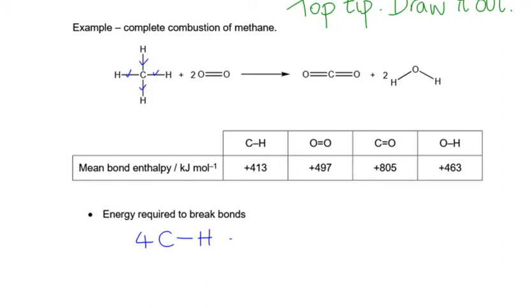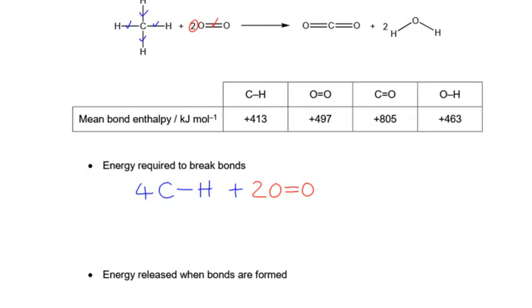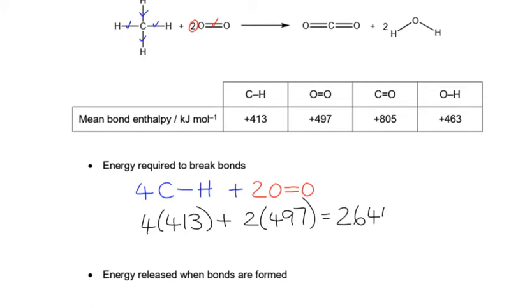And then I'm going to add up everything we've got. Double bond O, so we've got a value in our table. I've got 2 double bond O bonds, so I'm taking account of the 2 as well, so we've got 2 in front. So let's see from our table what the numbers are. We've got 4 lots of 413 and 2 lots of 497. So get your calculator out and add that up. 2646 is what I got. It's the same units as in the table because we're just adding.